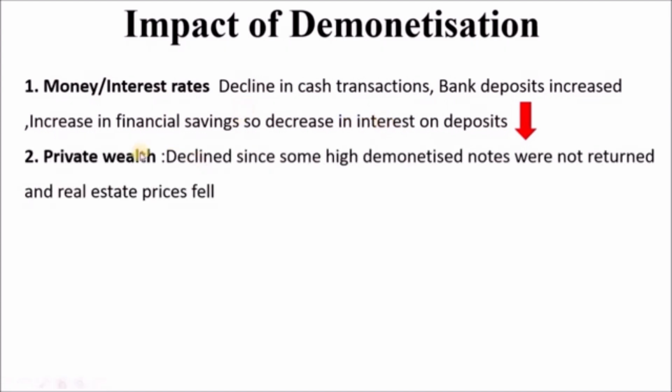Second is private wealth. So private wealth declined because a lot of high denomination notes were not returned, because I told you when they have to return that money, they have to pay a penalty or a tax, so to save that, those notes were not returned. So people having notes had no other option. They did not return that to bank, and those notes were useless for them also. So private wealth decreased. Public sector wealth, there was no effect because everything is accounted for. It's not black money. For every government fund there is some record which is there with the government already.